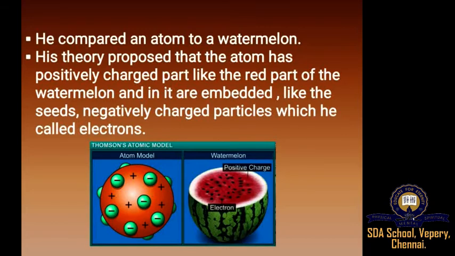So he says that he compares atom to a watermelon, and he says that a watermelon consists of a red portion, right? So that he calls to be positively charged part, and we can see seeds embedded in it, right? So he calls them to be electrons, and electrons are negatively charged.